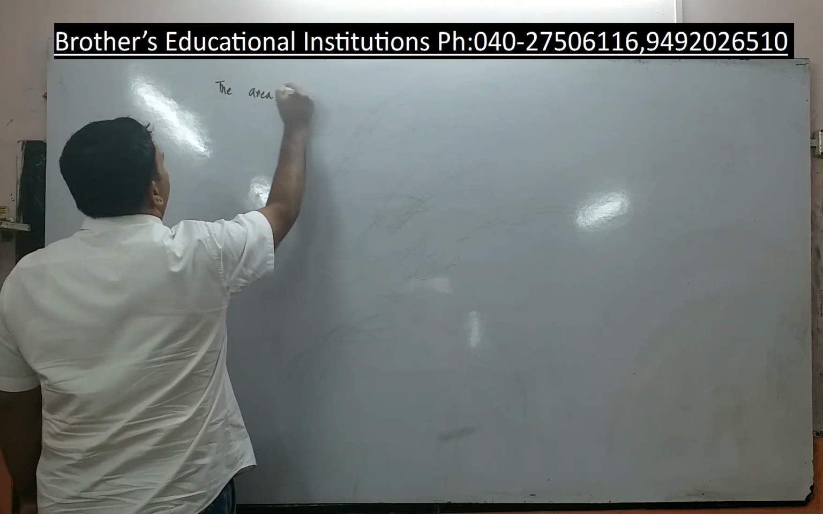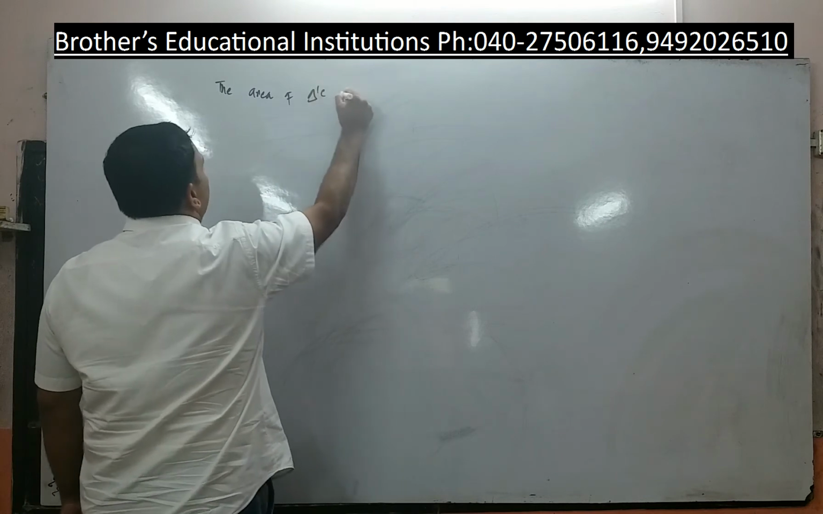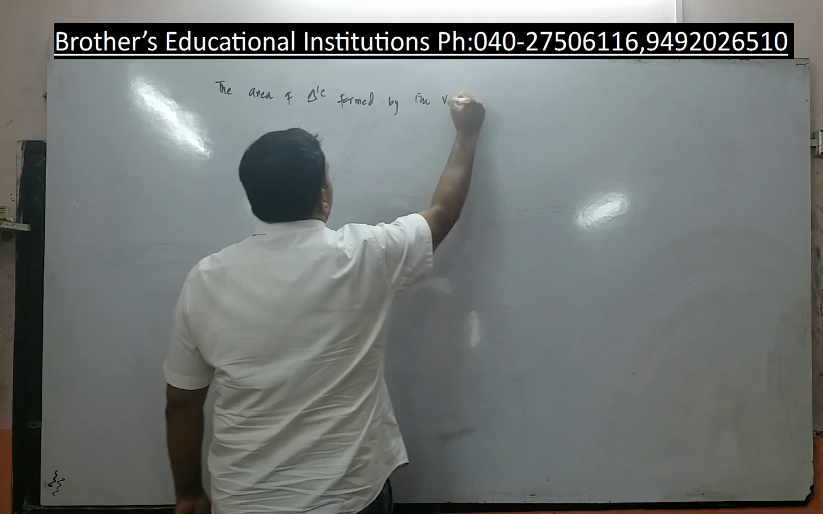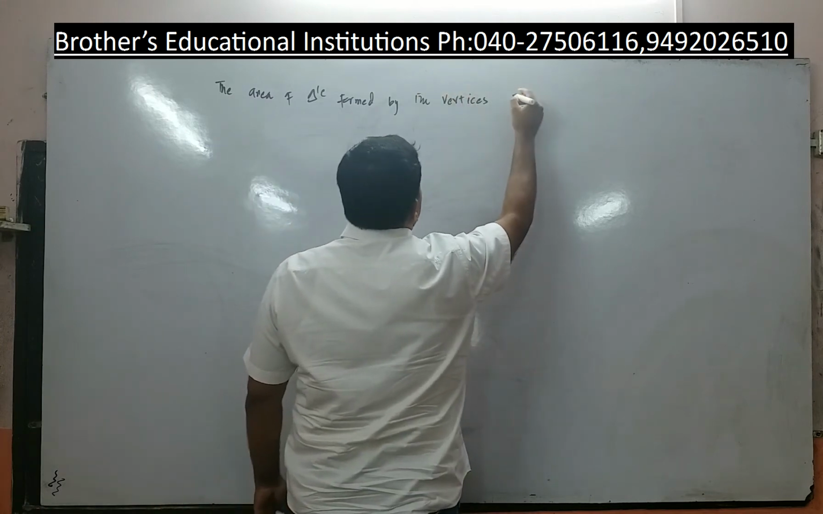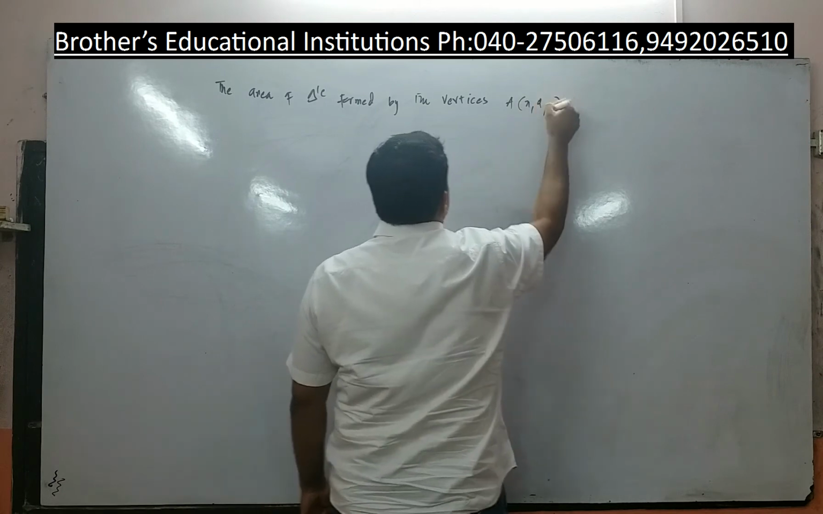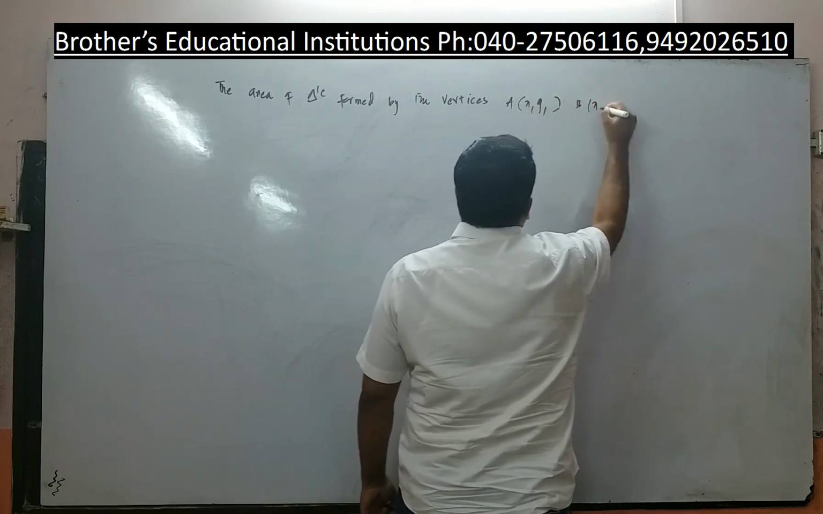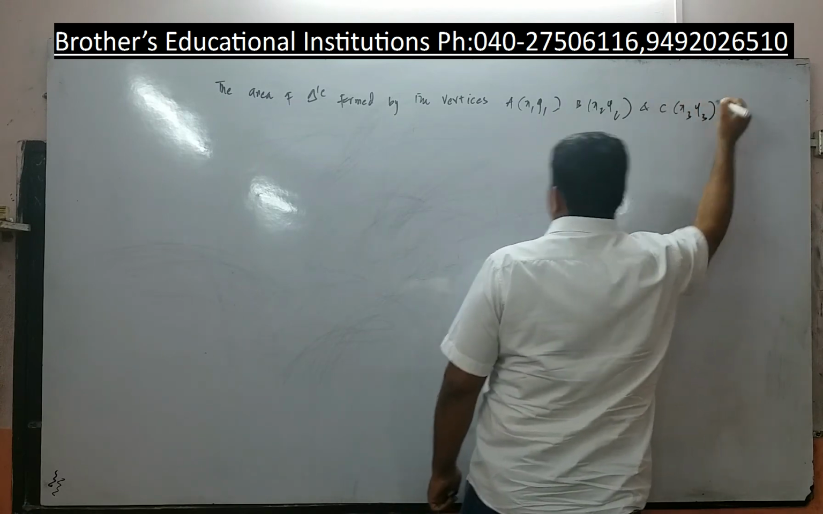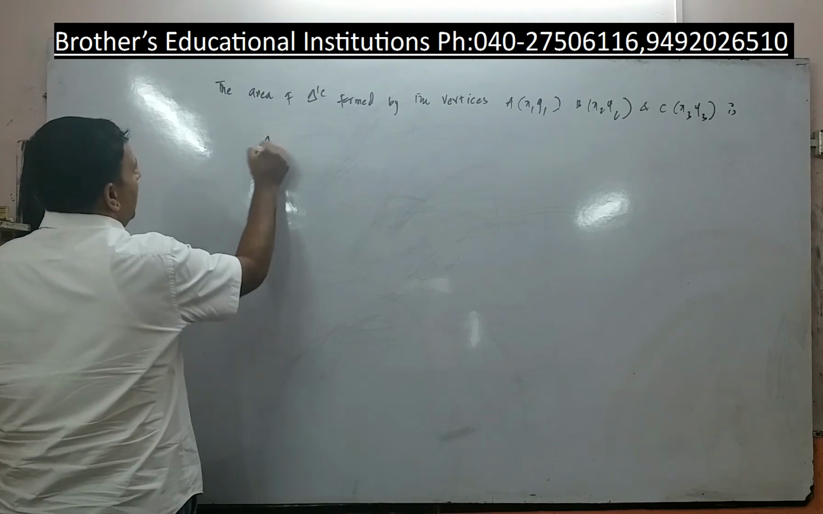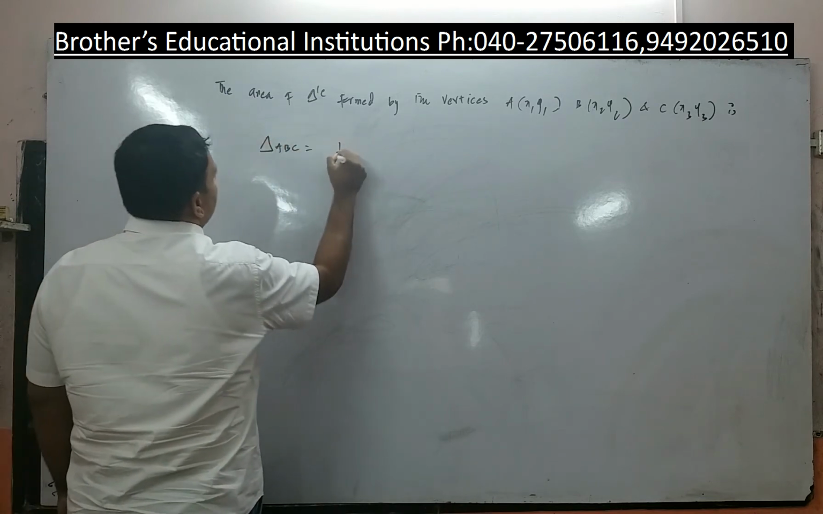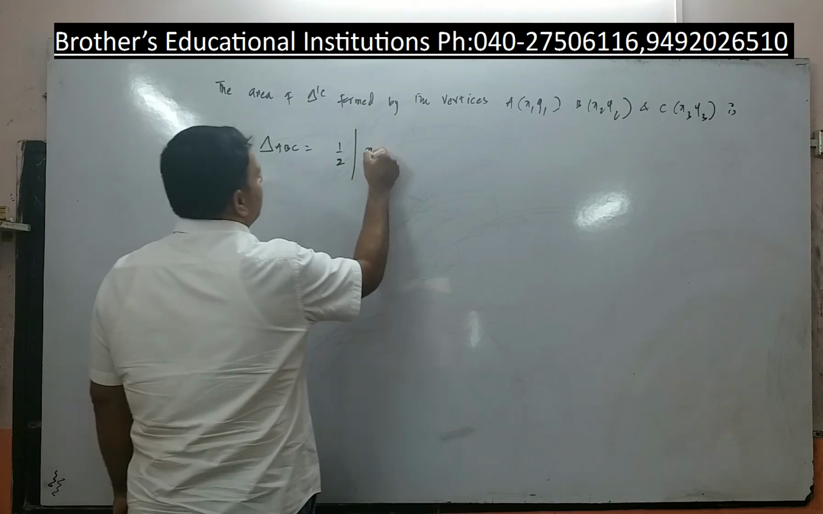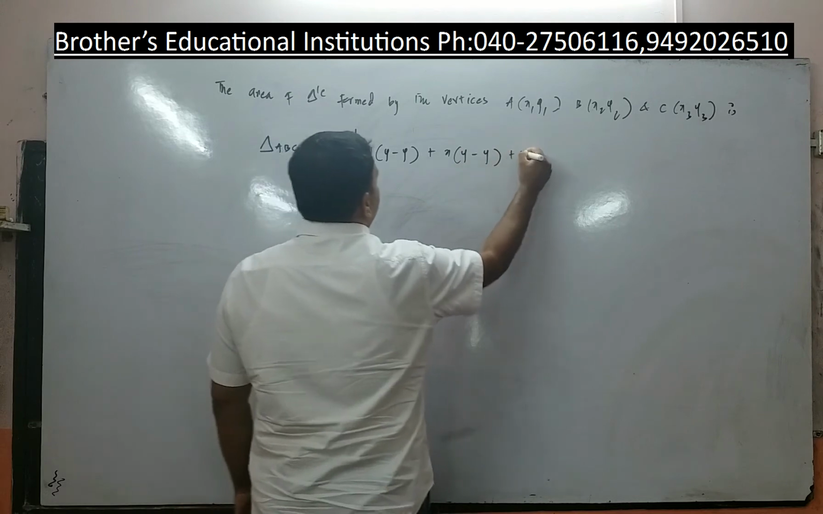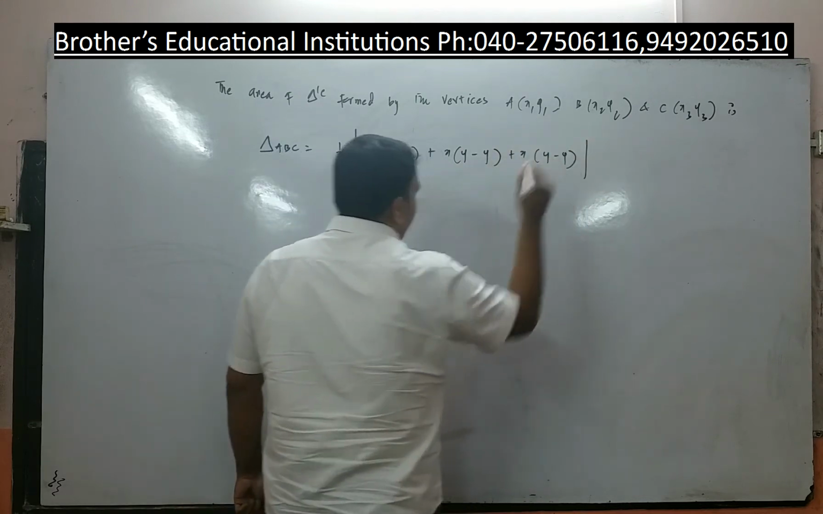The area of triangle formed by the vertices A (x1, y1), B (x2, y2) and C (x3, y3) is delta ABC, area of the triangle ABC, is equal to half modulus x(y minus y), x(y minus y), x(y minus y). You might be surprised, what is this formula?